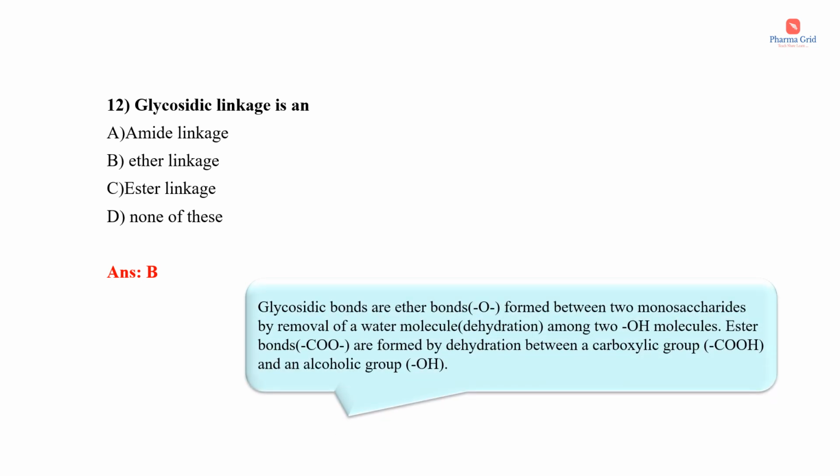The glycosidic bonds are ether bonds formed between two monosaccharides by removal of a water molecule, that is the dehydration among two OH molecules. Ester bonds are formed by dehydration between a carboxylic group and an alcoholic group.